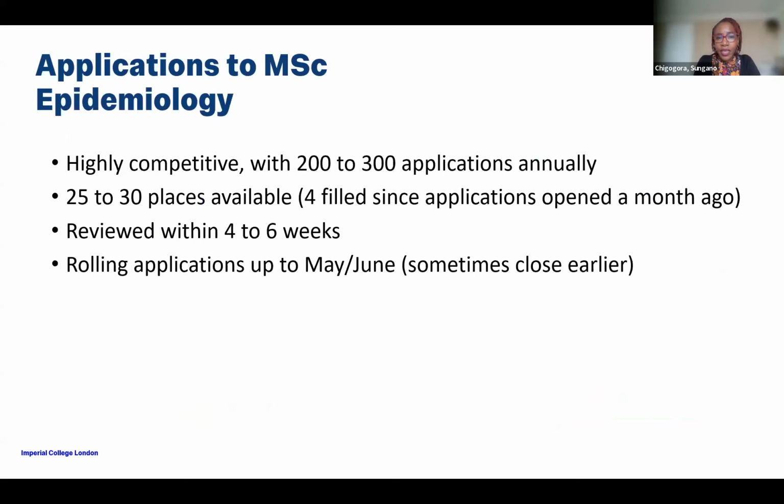So drilling down into expectations for you at this point, the MSc in Epi is highly competitive, and we normally get 200 to 300 applications per year. We've already surpassed the 200 point in terms of the applications received for only 25 to 30 places that we have available per year. Sorry, there's a point here that I needed to update. We filled more places than when applications were open earlier. Applications are reviewed within 4 to 6 weeks, and we tend to close applications in May, June, and that is likely going to be the case this year.